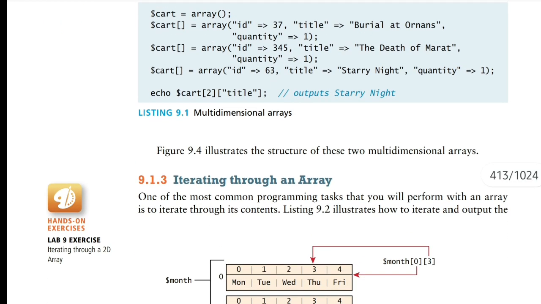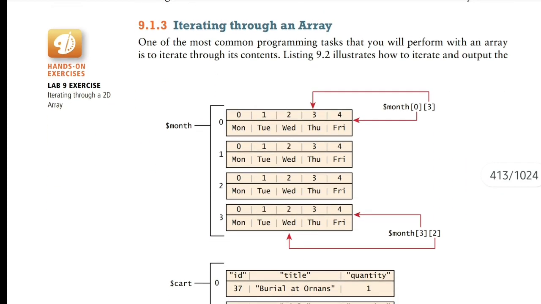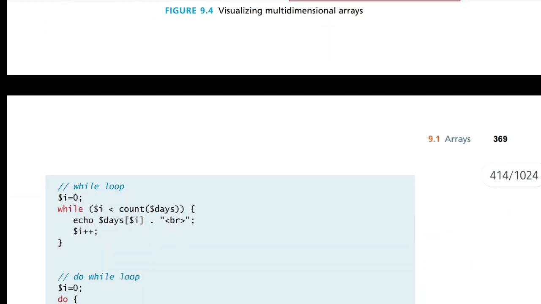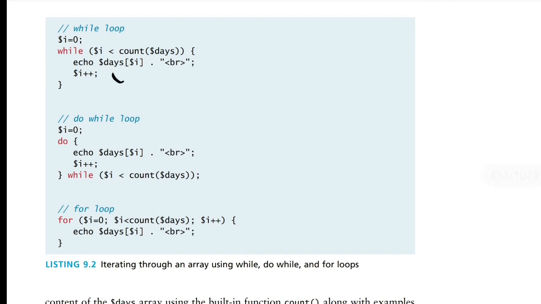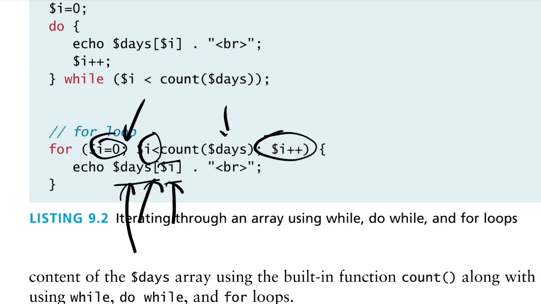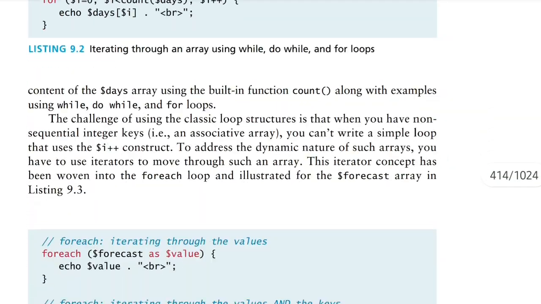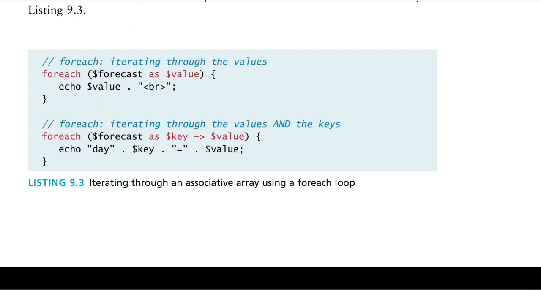Okay, and iterating through the array is done the same way. You will first iterate through the rows, then in each row you will iterate through each column. Okay, like that we will be using. And these are the different types of loops: while loop, do while loop, for loop for the same operation. Here what we are doing: for i is equal to 0, i is less than count of days, which outputs the length of the array, and i plus plus. So each time we'll be outputting echo days of i. I means the ith location, the days array ith location will be output along with br. Br means break line. And that's for, and you have the foreach loop also. Here I can go through it.